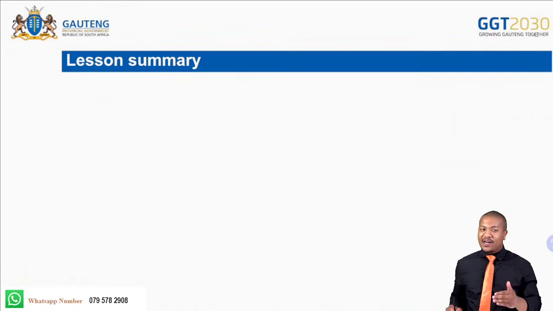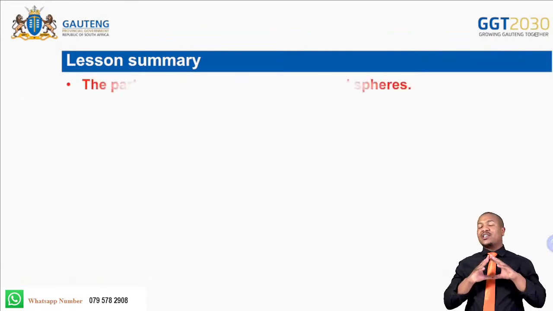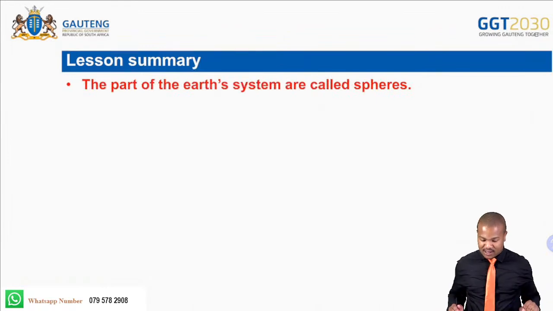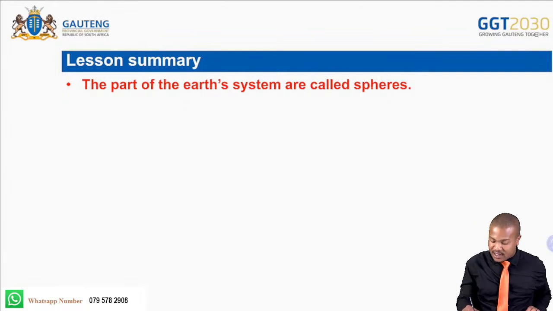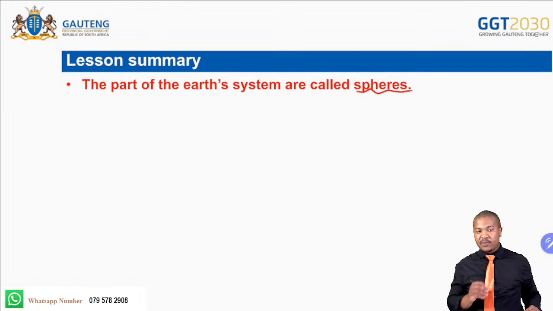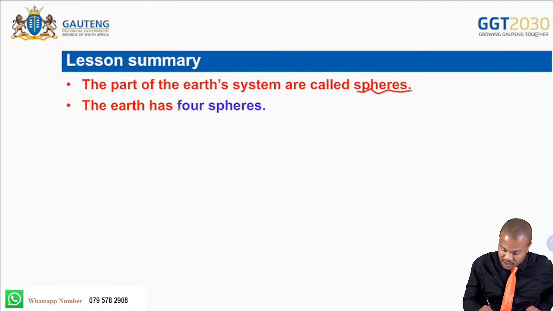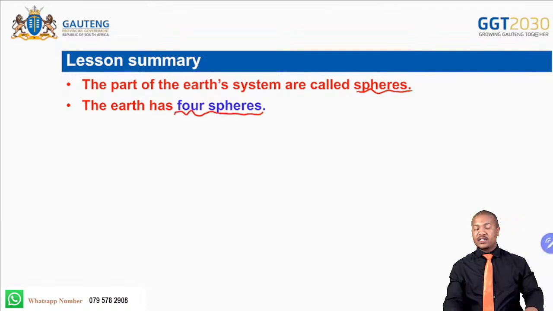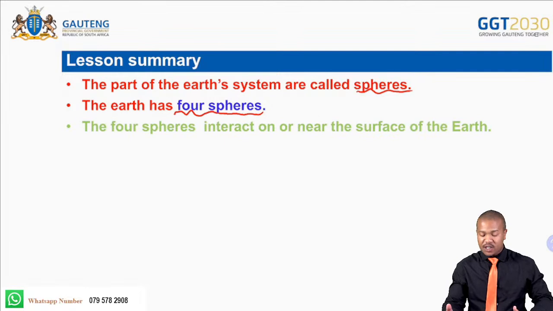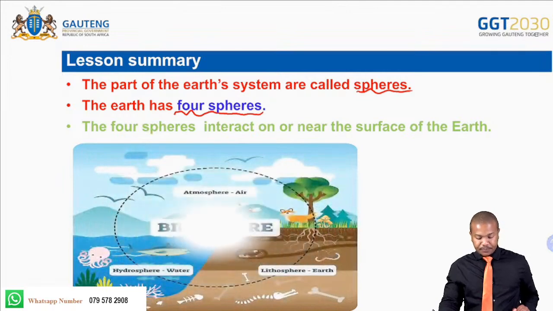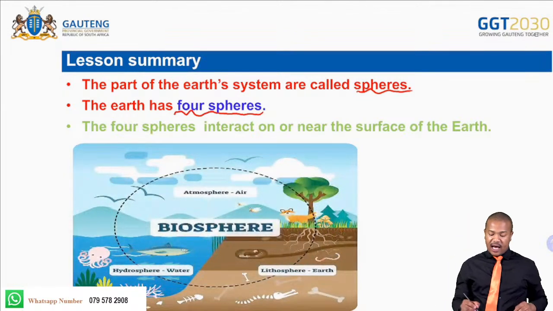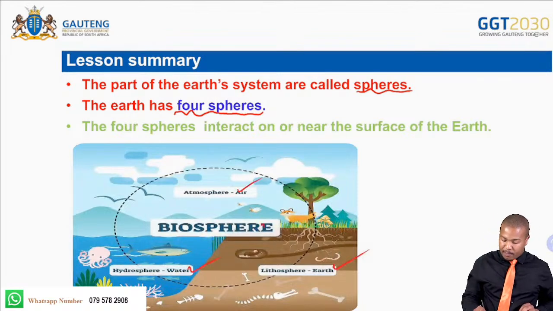Let's look at the summary of today's lesson. Today we're talking about the four spheres of the Earth system, and we said that these parts of the Earth system are called spheres. We also discussed that there are four spheres interacting on our Earth, and the four spheres interact on or near the surface of the Earth. The spheres are the atmosphere, the lithosphere, the hydrosphere, and the biosphere.